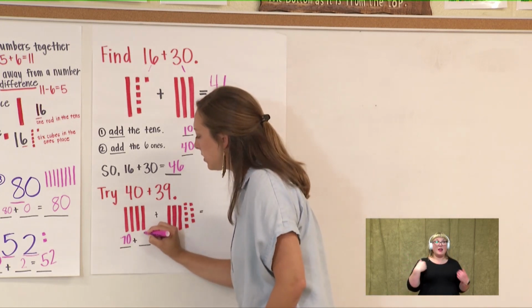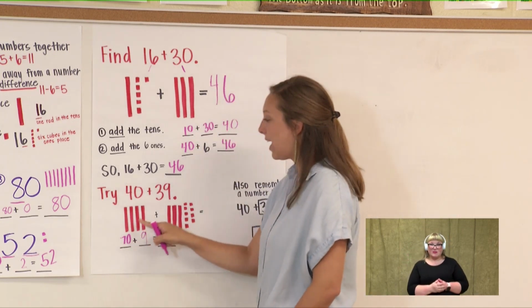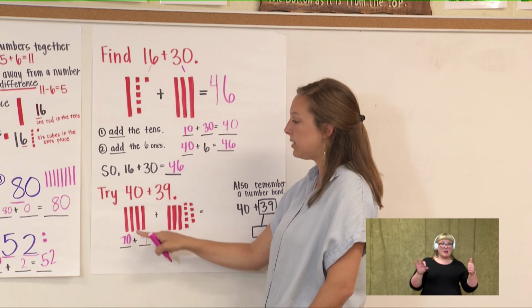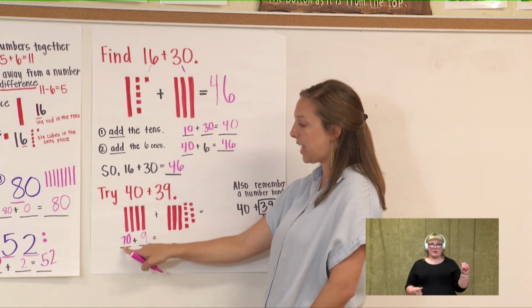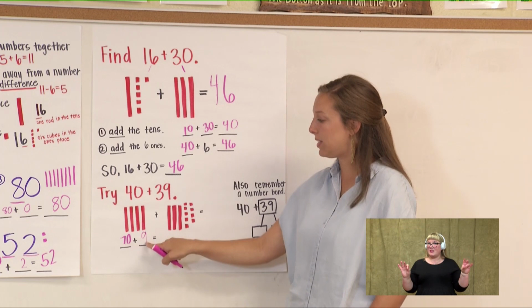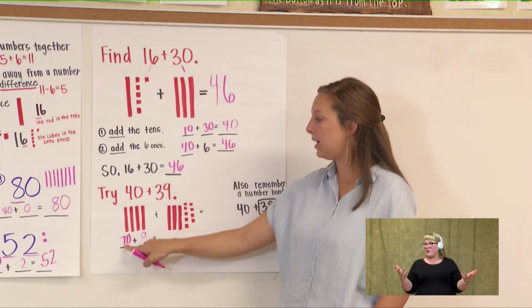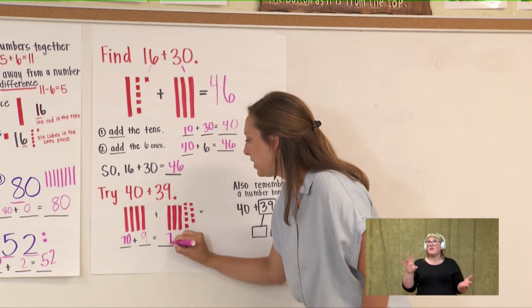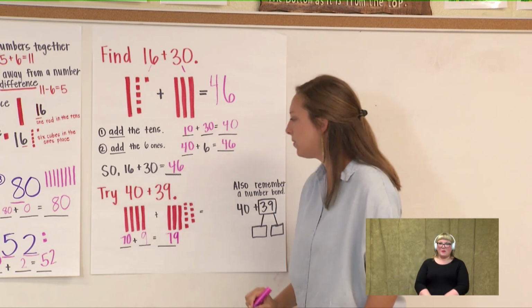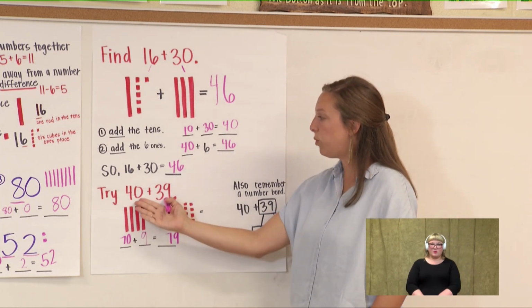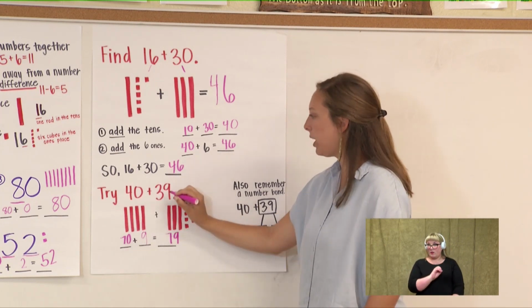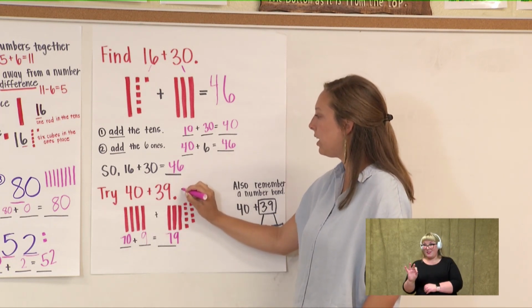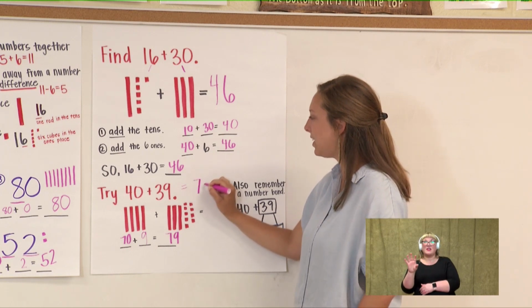We had 9 ones. We had 7 tens and 9 ones. The 7 tens gave us 70. The 9 ones gave us 9. So 70 plus 9 gives us 79. So 40 plus 39 equals 79.